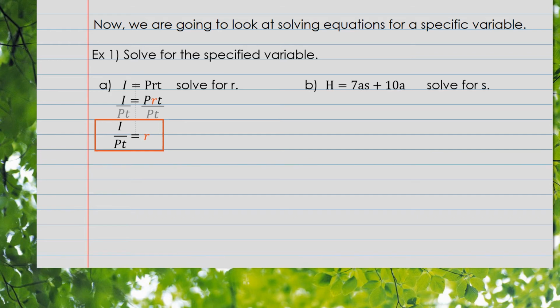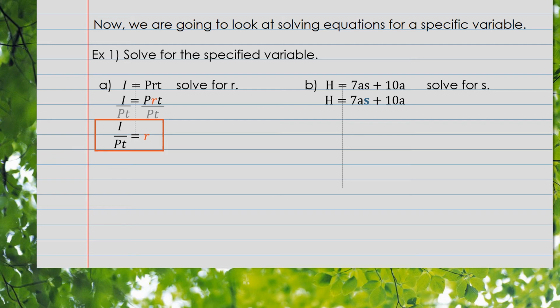For B, we have H equals 7AS plus 10A, and this time they want us to solve for the letter S. So again, we want to go ahead and draw the line at the equal sign, and because we have multiple variables, I would go ahead and highlight the specified variable, which in this case is the letter S. Now looking at the equation, what side of the equation is the S on? Is it on the left or the right? Well, notice it is on the right side, so only looking at the right side, we want to move any terms that do not have an S attached to it.